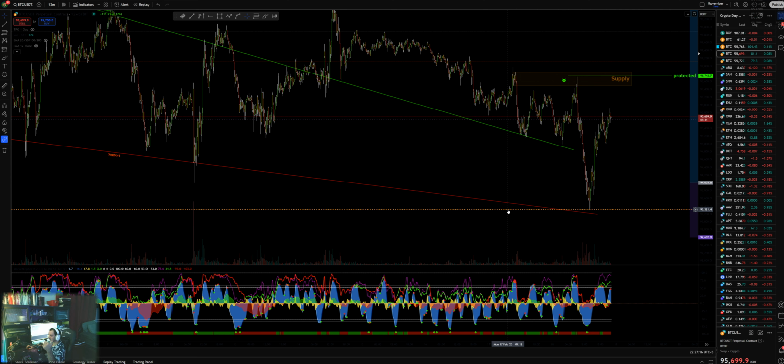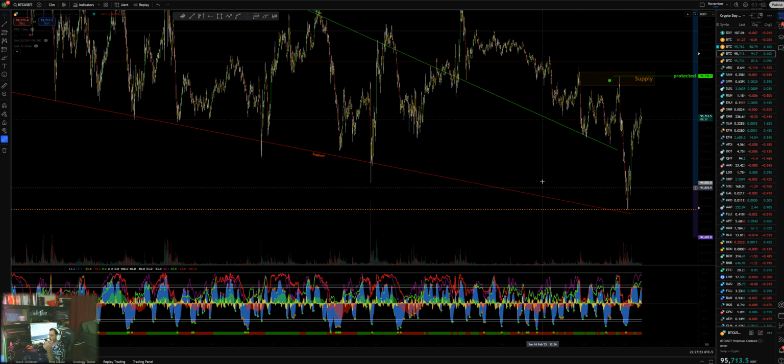Where did I say we were looking for longs? 94,000. And yes, it did come down to 93.5. So it took that as well and came a little farther. But ultimately, that all lies at this low here. Where does that coincide? Exactly 94,000.